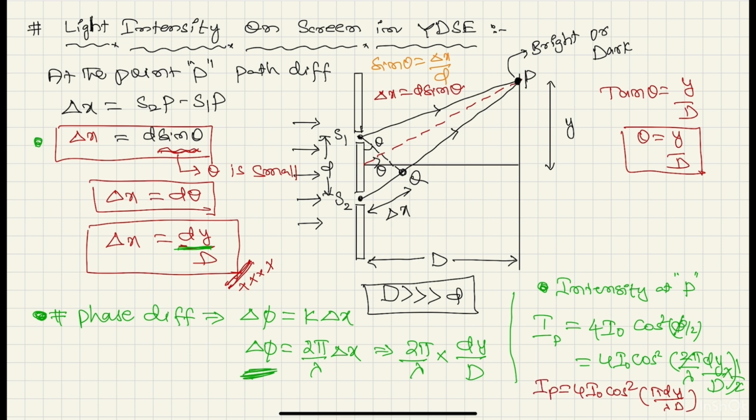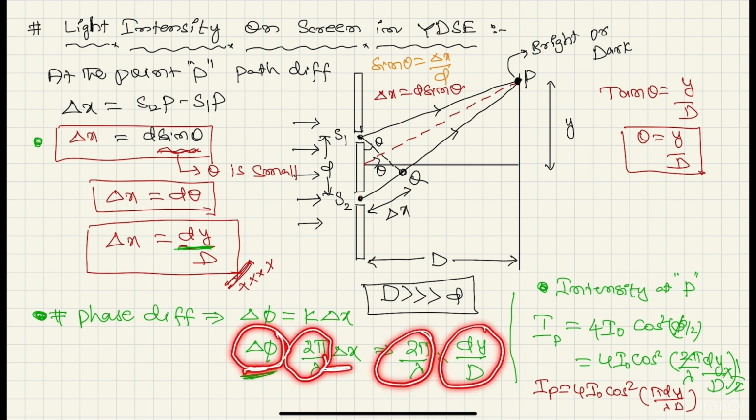Let us check this again. First, what is the path difference? d sin theta. Theta is small, so delta x is equal to d into theta. Path difference delta x is equal to d y by D. Now, phase difference: delta phi is k into delta x. k means 2 pi by lambda, into delta x, which is d y by D.